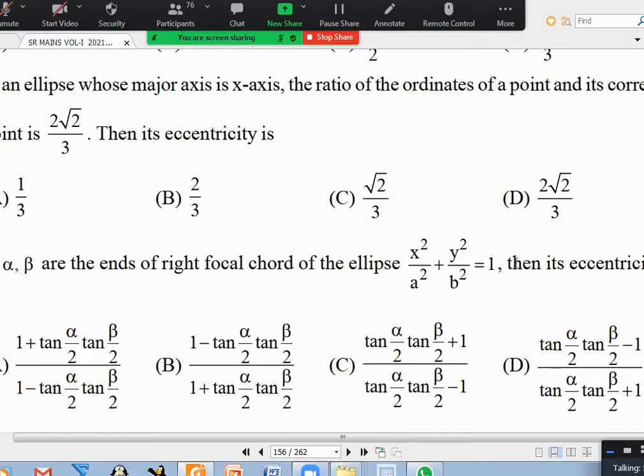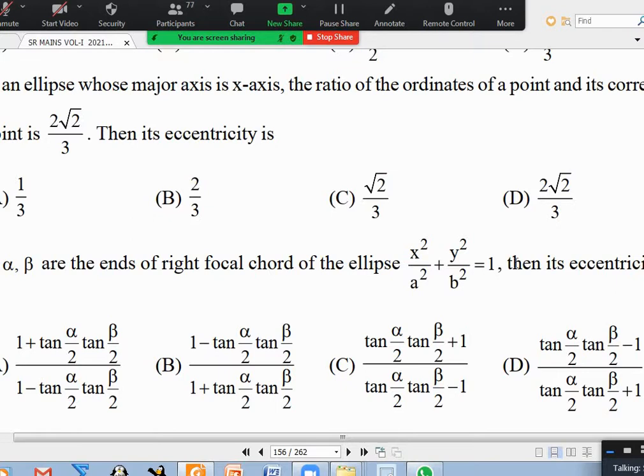Okay, 49 or 50? 49. Okay. In an ellipse whose major axis is the x-axis, the ratio of the ordinate of a point and its corresponding point. What is the corresponding point? Ordinate means y coordinate. Okay. That is very simple.